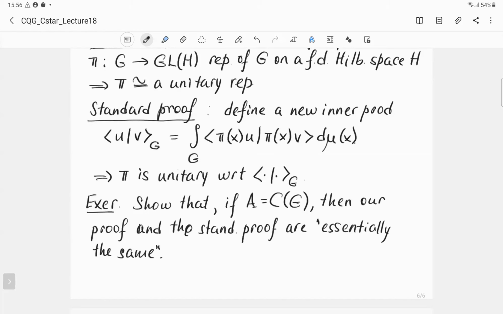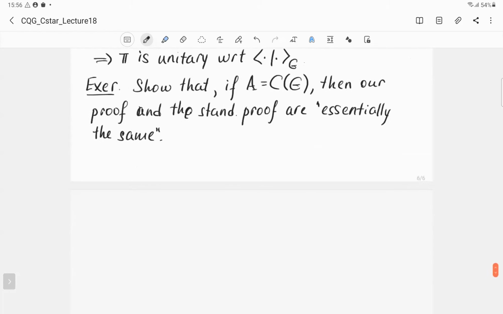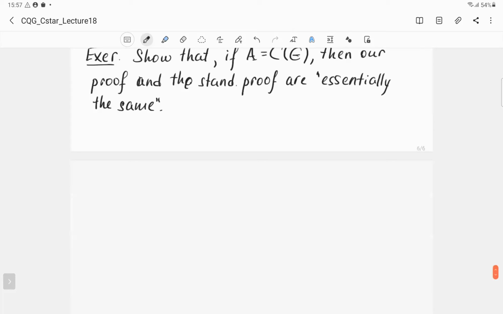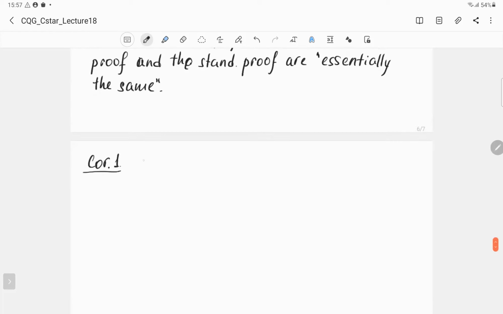Okay, let's now apply this result. First of all, let's write this result in a matrix form. So we get the following corollary, corollary 1. Suppose that A is a compact quantum group, and suppose that U is a matrix co-representation.